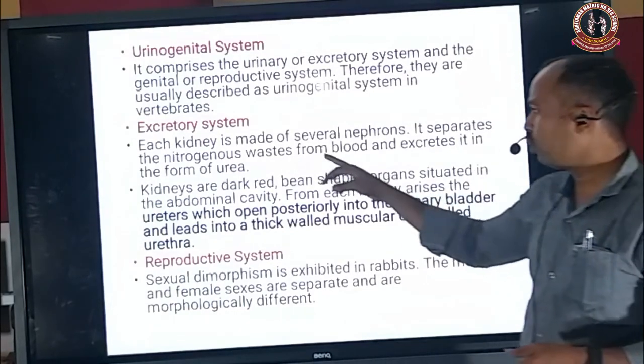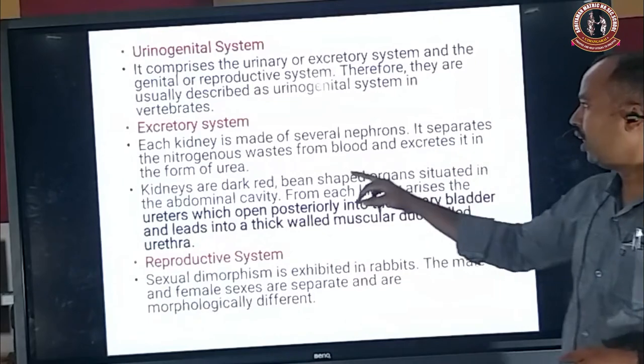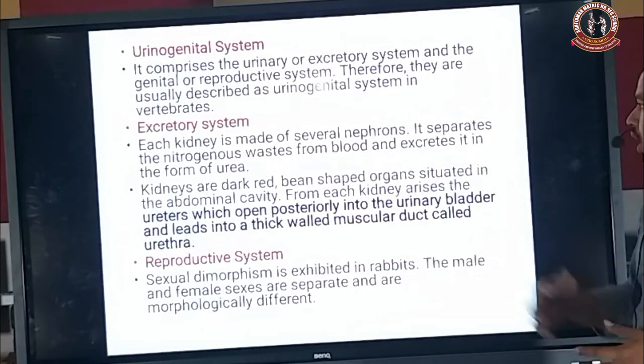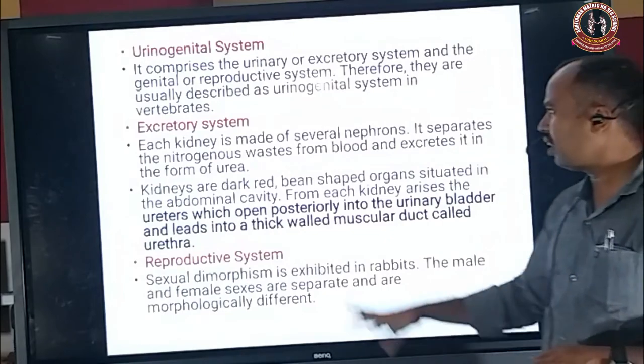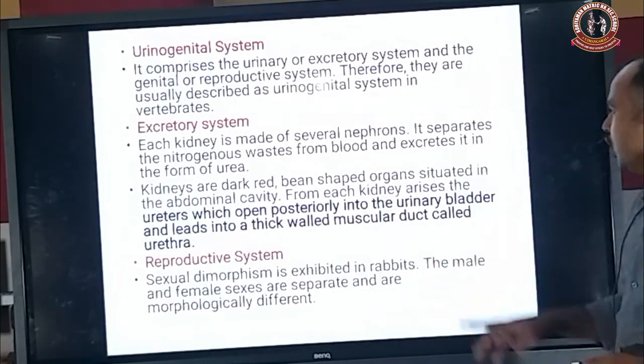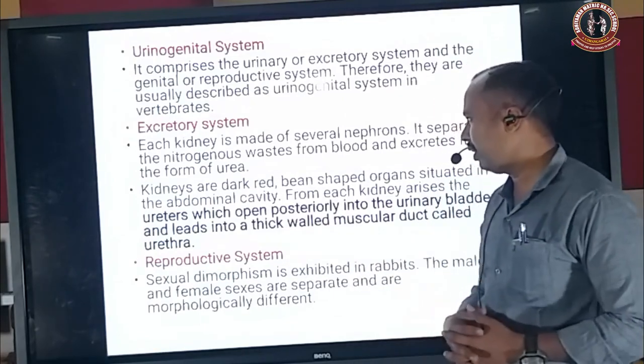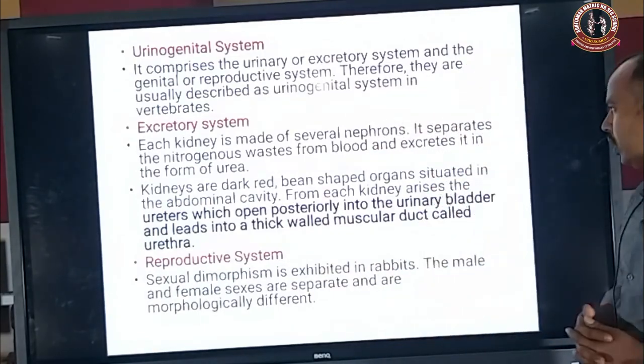It separates the nitrogenous waste from blood and excretes it in the form of urea. Okay, it filters the urea from the blood. And kidneys are red bean shaped organs situated in the abdominal cavity. It is located in the abdominal cavity, which means the second half of the body.